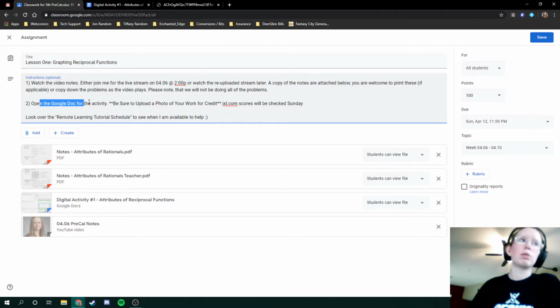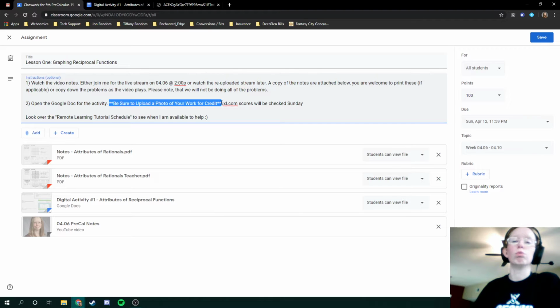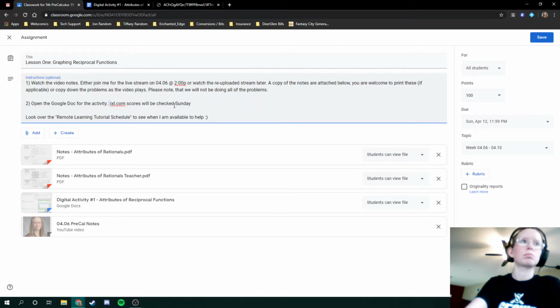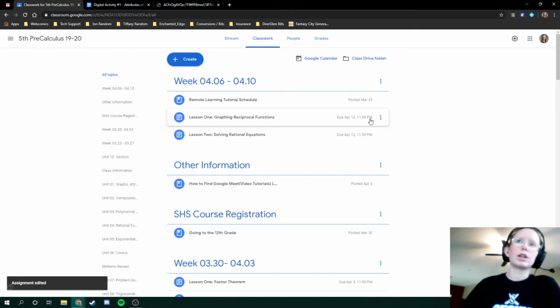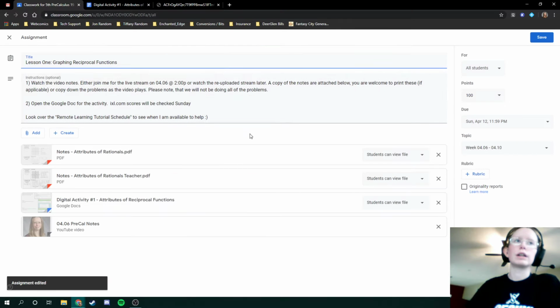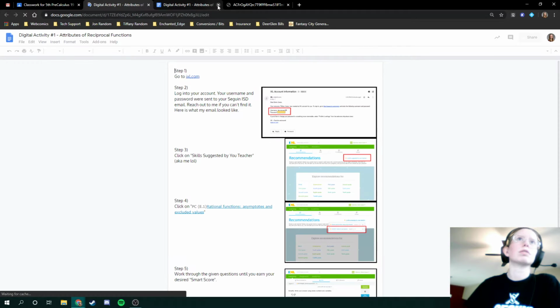Okay. So open up the Google Doc for the activity. Make sure that you upload a photo of your work. For this lesson, it is a bit difficult to show work on these problems. It's very much just kind of looking at it and either reading the equation or reading the graph for certain attributes. So that's understandable if that doesn't happen. Actually, I will delete that. They do have running scores. I'll be checking those scores on Sunday to transfer them over to Google Classroom probably on Monday or Tuesday of next week.